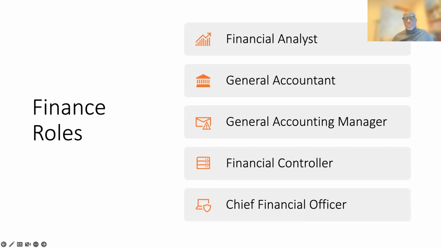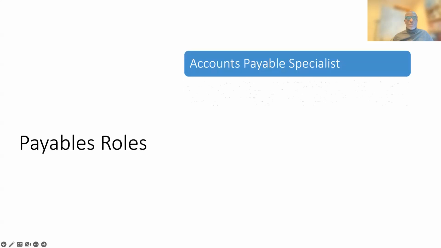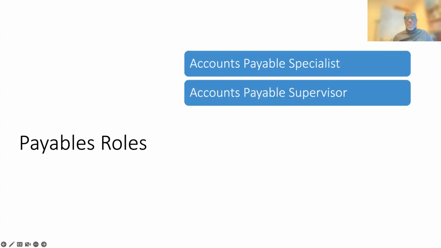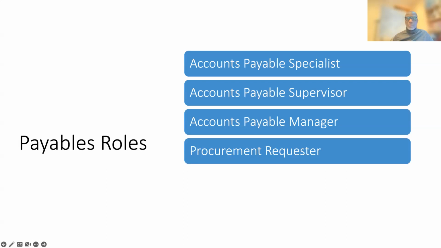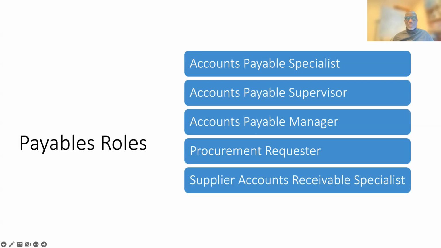So each of these finance roles, you need to identify them at a very high level. If they have any other roles that are different to this, you start to capture this at the discovery phase as well. So for payables, you have your standard roles: specialist, payables supervisor, payables manager, procurement requester, and for accounts receivable, the accounts receivable specialist. So again, all these are standard roles.